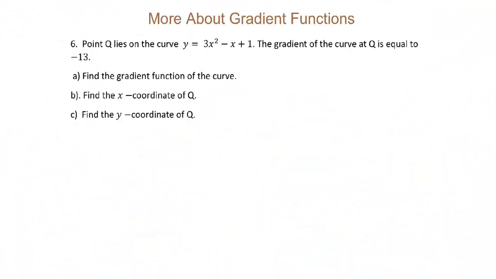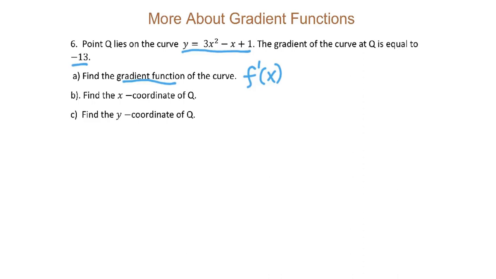This video is more about gradient functions. Gradient function is also the derivative of functions. So let's go to number 6. Point Q lies on the curve of this. The gradient of the curve at Q is equal to 13. Find the gradient function of the curve. Gradient function basically means f prime of x.